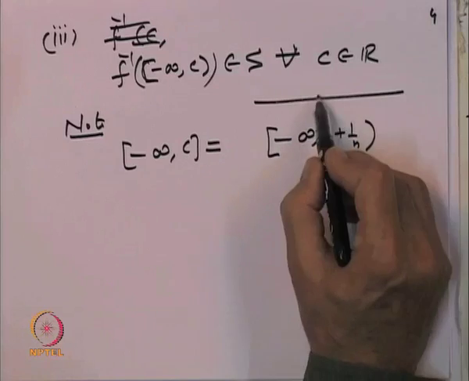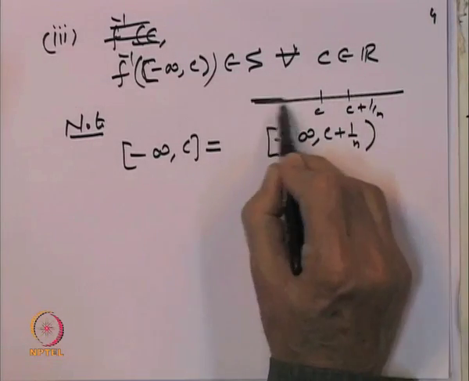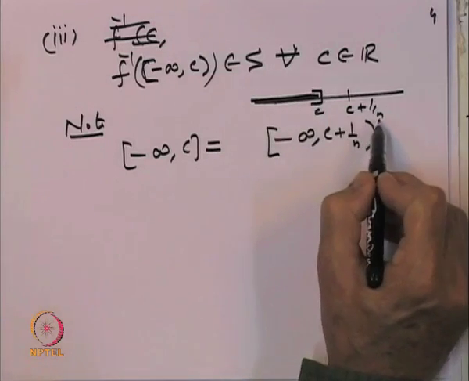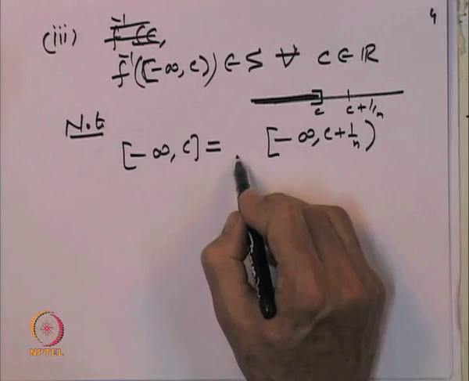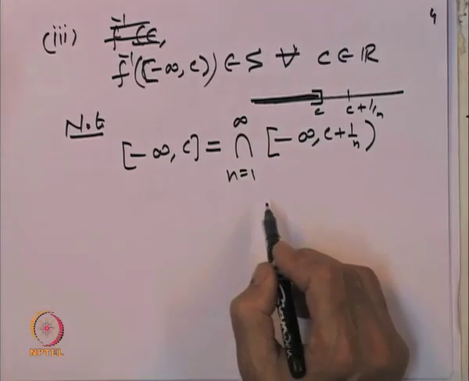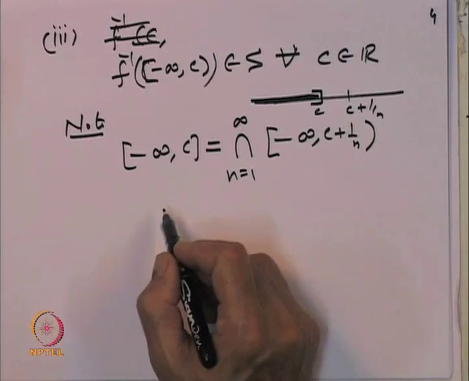So, here is C and here is C plus 1 over n. So, this closed interval is already inside C plus 1 over n for every n. So, if I take the intersection of all these, that will give us the closed interval minus infinity to C. So, it is similar to the earlier argument.